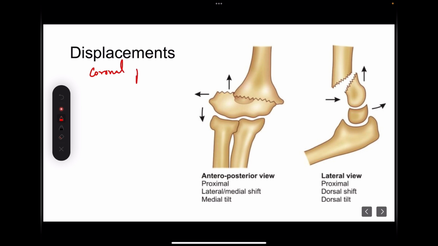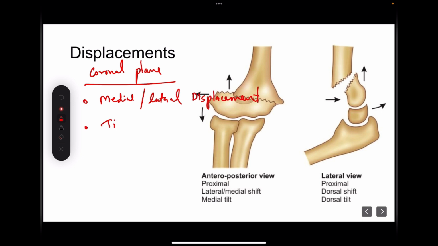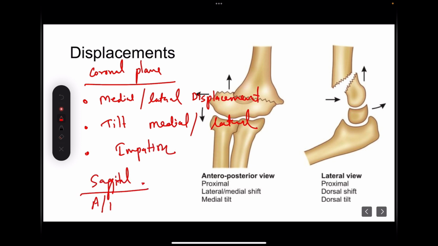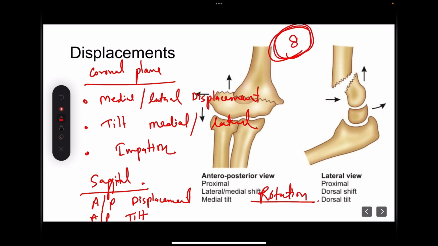Whenever we are seeing in the coronal plane, it can shift medially or laterally. So medial or lateral displacement. It can tilt medially or laterally. So another one is the medial or lateral tilt. Third one is impaction, loss of the length. In sagittal plane, again we can have anterior or posterior displacement, and we can have anterior or posterior tilt. And the last one is rotation. So we are going to have a combination of these 8 displacements.